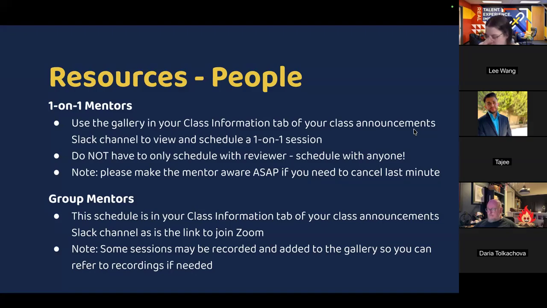For group mentors, all of that information again is in your class information tab of the announcements channel in Slack. The link to join is in there as well. If there are any sessions that are recorded, the repository link is in there as well. In the event you can't make a group session, you can't make a one-on-one session, at the very least, know that there are likely going to be some recordings periodically that you could reference if need be.